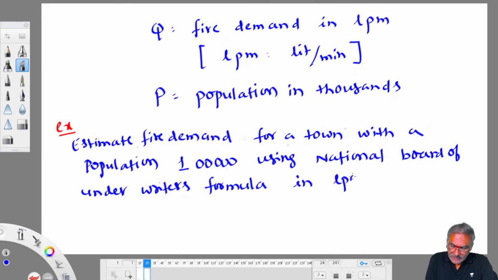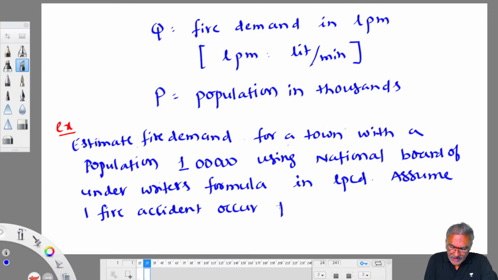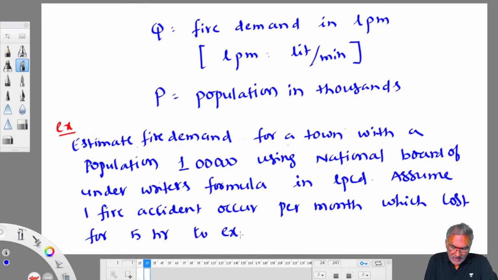In LPCD, assume one fire accident occurs per month, which lasts for 5 hours to extinguish, or which takes 5 hours to extinguish the fire.